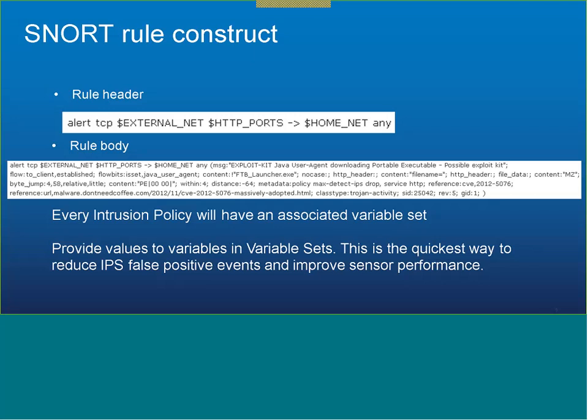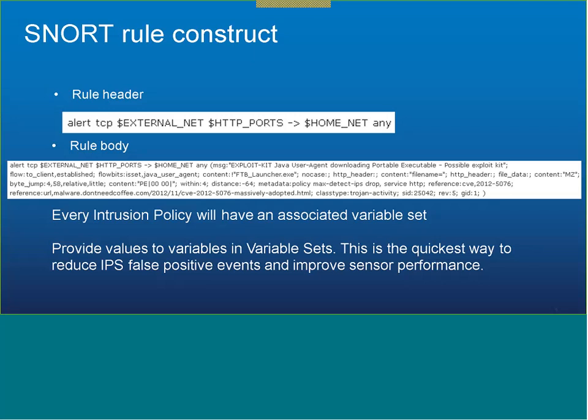They're going to use what we refer to as a variable. So external net, home net, both are variables, and a value is assigned to those variables. So as an example, if you look at the default variable set, which comes with Firepower, pretty much everything has an any IP address value. So if you don't modify your default variable set, essentially I'm saying alert TCP any over the following 140 plus ports going towards my any IP address over any port.